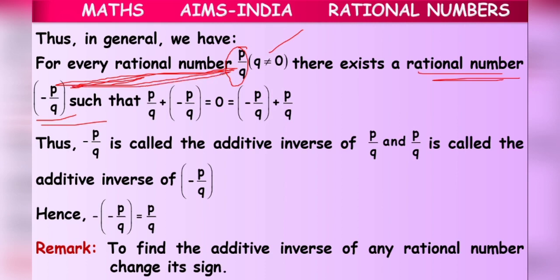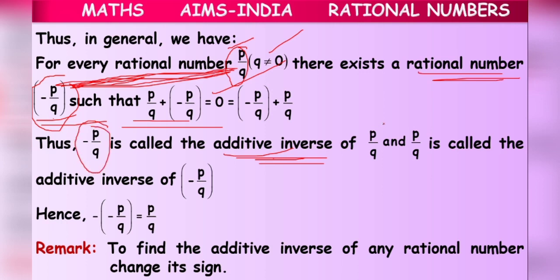Minus p by q, how do they behave? If we add both of them, the result will be 0. As the result is 0, we can call the second one the inverse of the first one, while doing addition. That's why it is called additive inverse. So minus p by q is the additive inverse of p by q, or else we can also say p by q is the additive inverse of minus p by q.